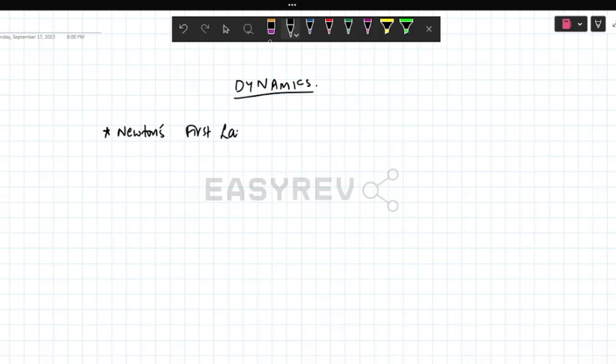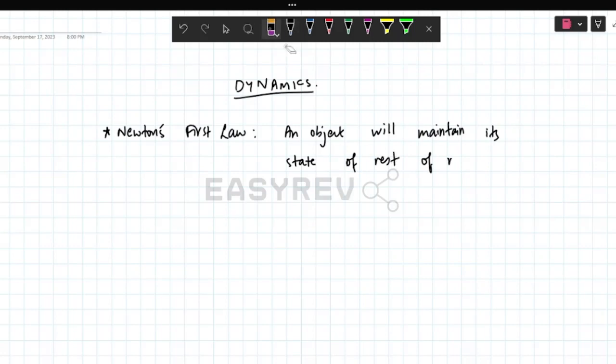of motion, we had basically described it as follows, that an object will stay at rest or will maintain its state of rest or motion with constant velocity when the resultant force acting on that object is 0 newtons.